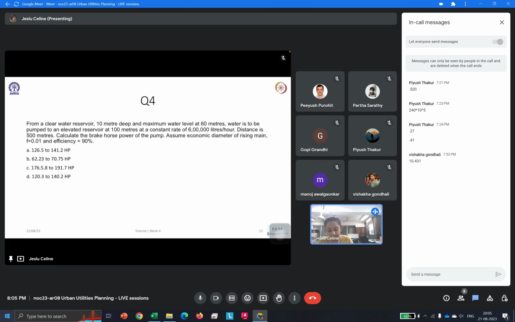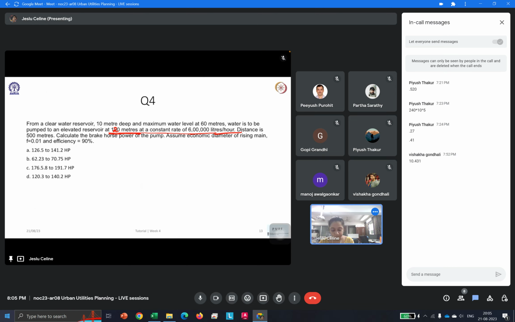This is there in your assignment also. So this is the question which is given: at 100 meters at a constant rate of 6,000 liters per hour. There's a small error in the question. It should be 120 meters, the elevated reservoir is at a height of 120 meters. I'll be putting it up in the discussion forum also. Based on that, your calculations might change a bit, so you can make a note of this.